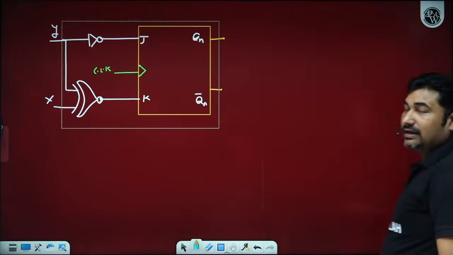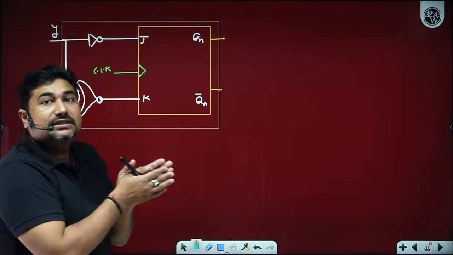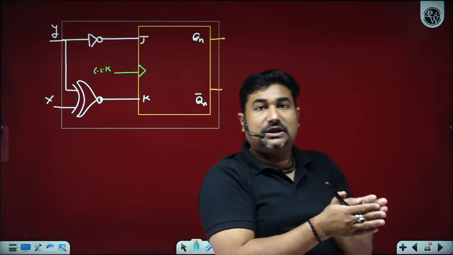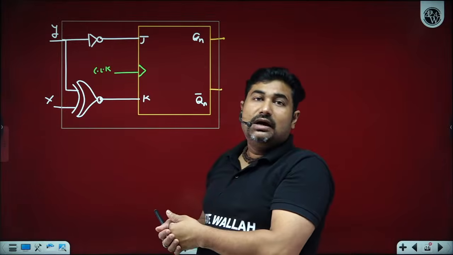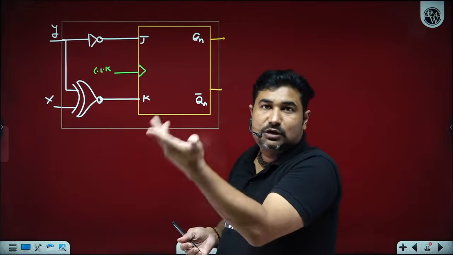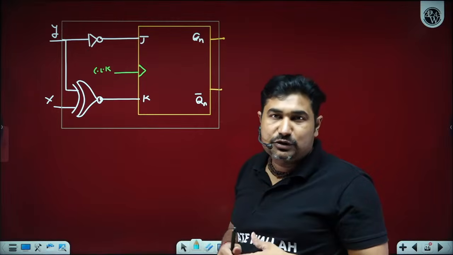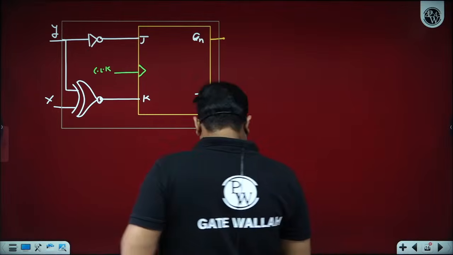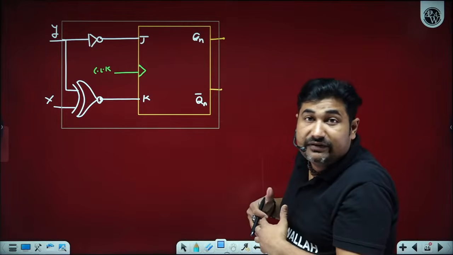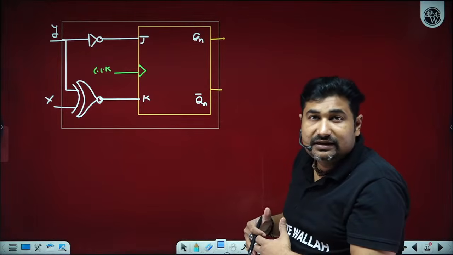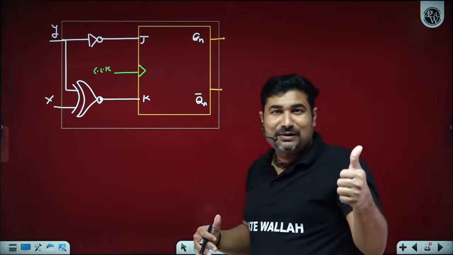Otherwise, they may give you this circuit and ask you to find the truth table, or they may give you this circuit and ask what the output is after the third or fourth clock, and they will give the values of X and Y. So this kind of question will be there. How to solve? If the circuit is given and we have to identify the truth table, then we can go with a simple thumb rule, Varun sir's thumb rule.